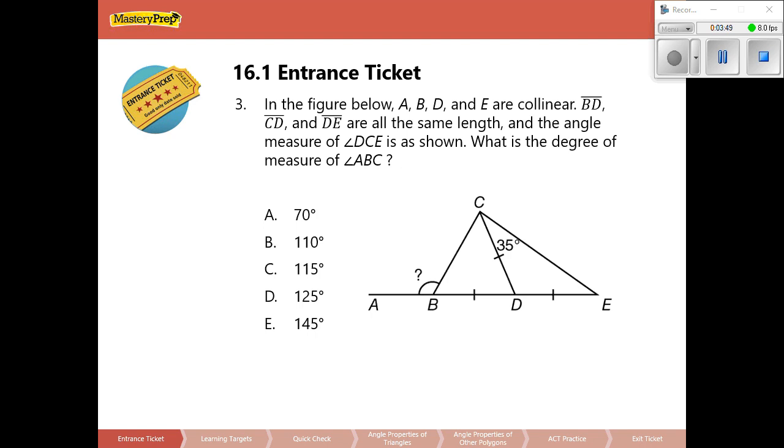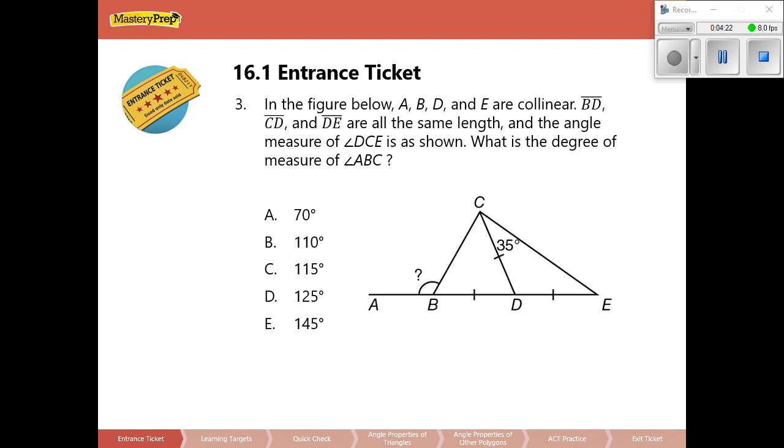BD, CD, and DE are all the same length, which they have denoted. And the angle measure of angle DCE is shown as 35 degrees. What is the degree of angle ABC? Well, we know for certain it's going to be greater than 90 because it looks like it's greater than 90. And for the ACT, if it looks like it, it's most likely going to be that. So we do know that it is greater than 90 degrees and that there is 35.